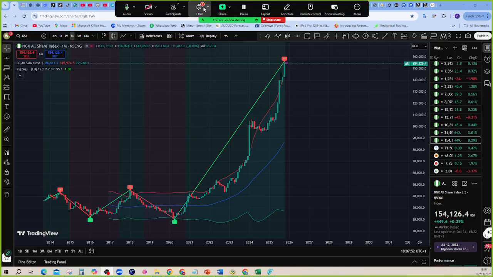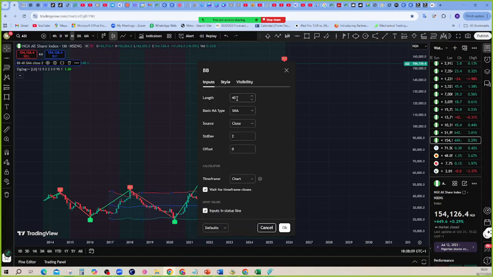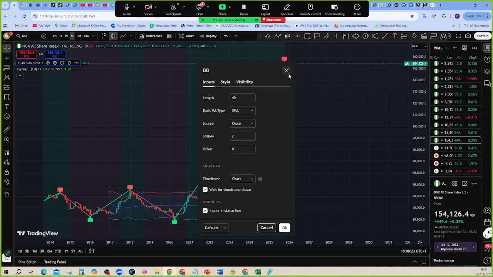So for us to tweak it, what I normally advise is that you either multiply it by 2 or you divide it by 2. Just do a multiple of 3 or division of 3. By default, the Bollinger Band comes with the 20 moving average. That's 20 period simple moving average. That's what it comes with. But at times I change it to 40 if I want to see extreme volatility. At times I change it to 20. But for this video, I'm going to be using 40.